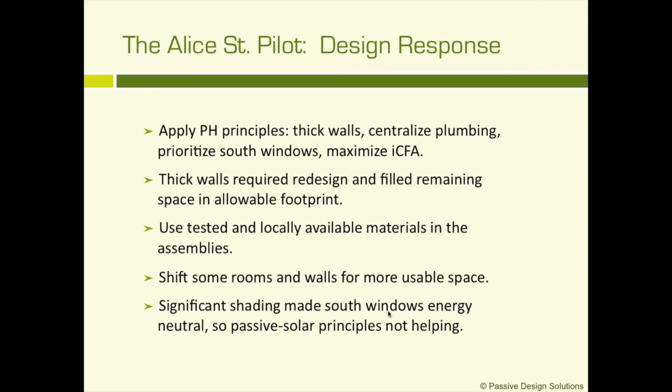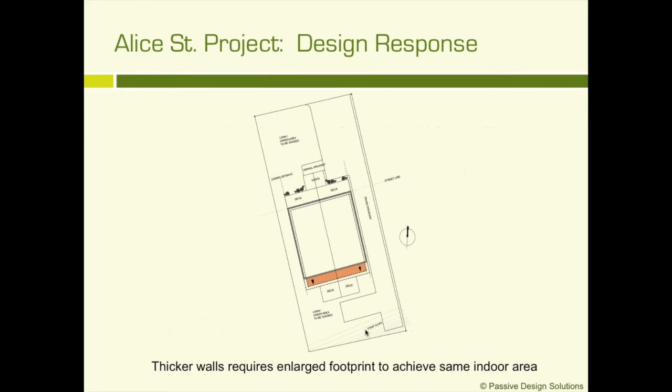We tried to specify tested and locally available materials in the assemblies because this was a project that would be tendered to a local builder, and lowest price was awarded the contract. We did shift around some rooms and walls to get more usable space. But what the energy model showed us was that all those south windows were actually a negative. So the passive solar principles were just not helping us reach the annual heat demand target.